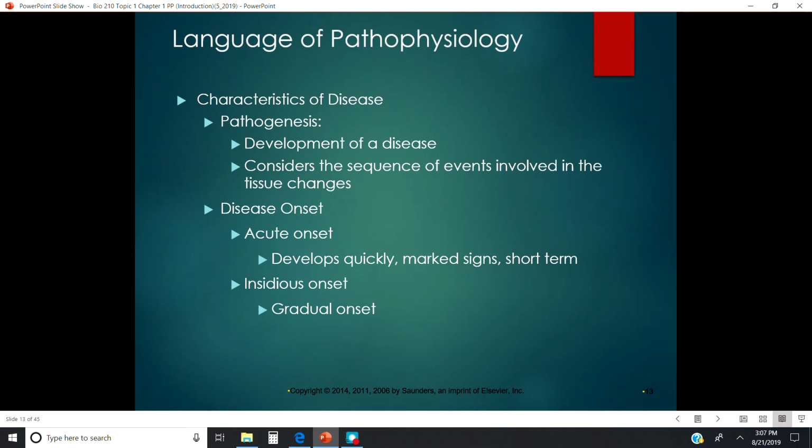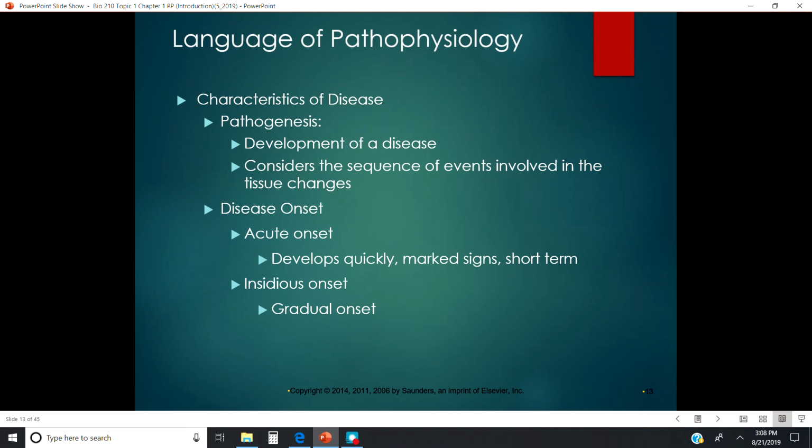Onset. All right, so this is how the disease comes on. There's two types basically. If the disease comes on quickly, we say that is an acute onset. It's like somebody flipped a switch and the next day you're sick, that type of thing. So acute onset means that it's developed quickly. The patient usually has marked signs, maybe like a high fever, severe pain, right? Something like that. But the disease is typically more short term. We're going to see, opposed to something that is more slow onset.